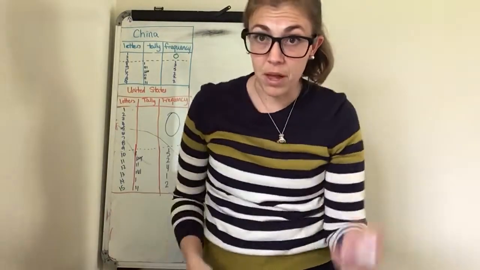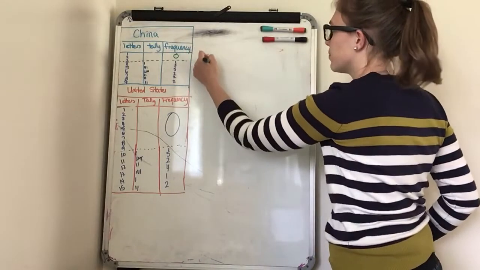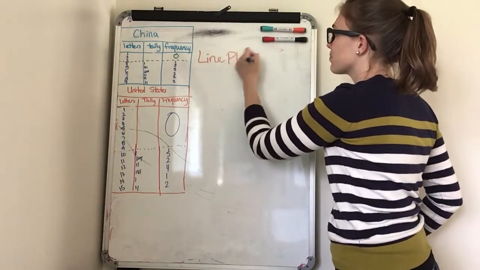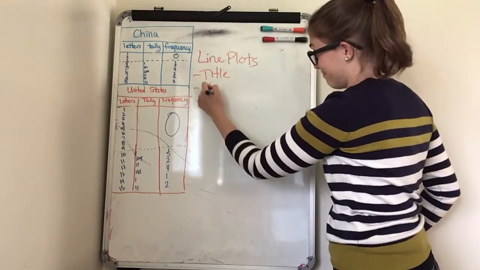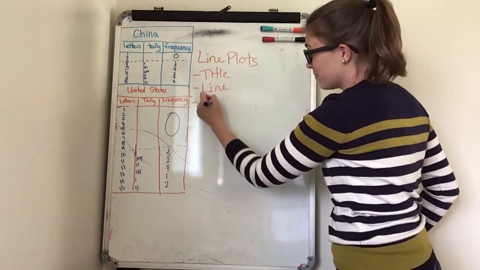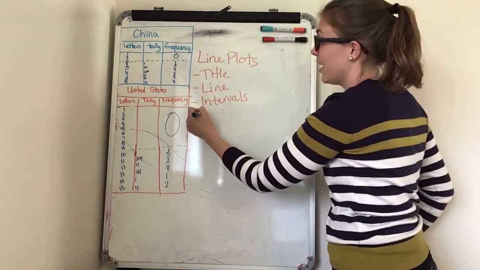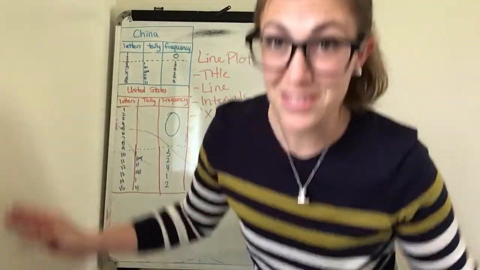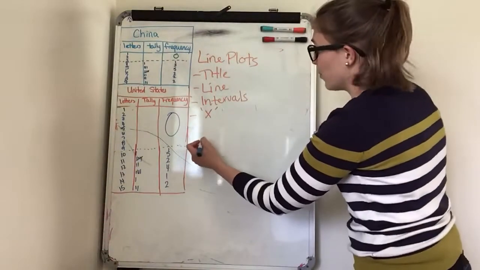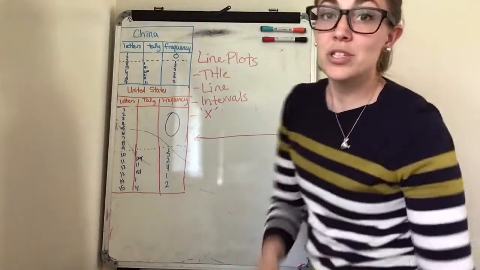So on my line plot, first and foremost, when you're making a line plot, you need a title, you need a line, you need intervals, and you need X's. So I'm going to show you how to set up a basic line plot. I'm going to draw my line, and I'm going to choose an interval.